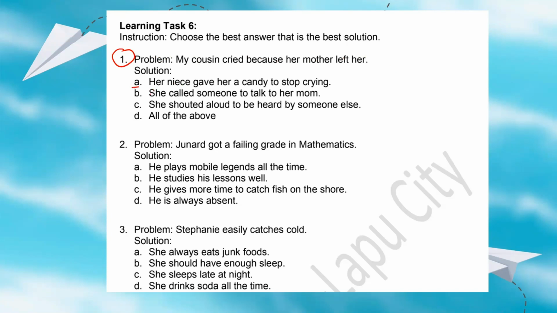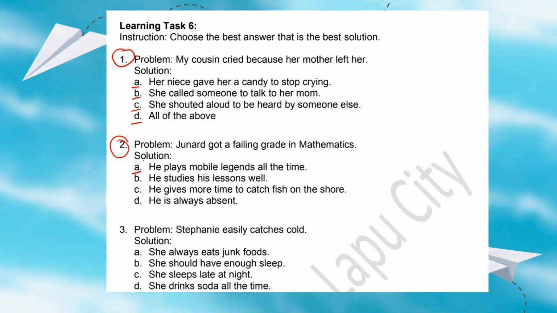A, her niece gave her a candy to stop crying. B, she called someone to talk to her mom. C, she shouted aloud to be heard by someone else. Or D, all of the above. Number 2, Junard got a failing grade in mathematics. What should be the solution?